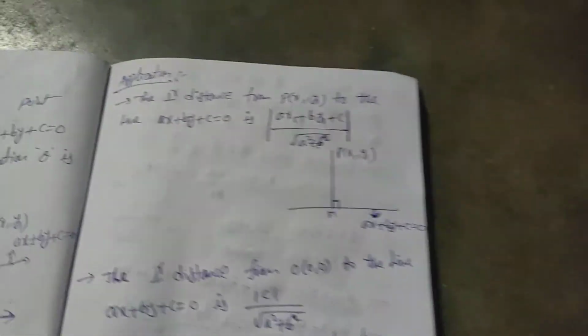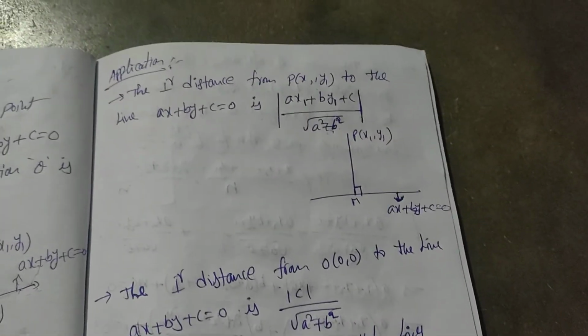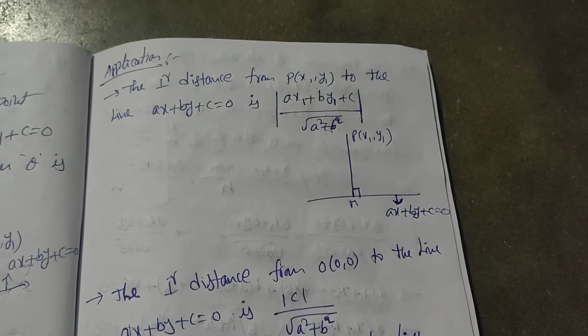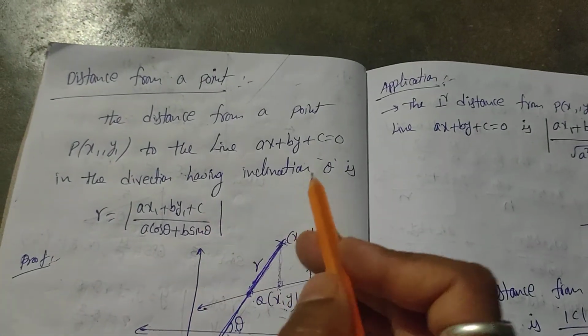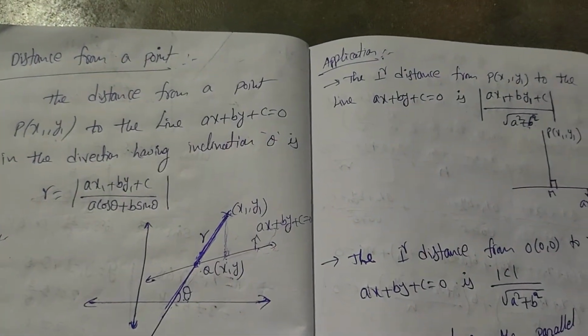In general, if he is asking directly what is the distance from P(x1, y1) to the line ax + by + c = 0, we have to use the perpendicular distance formula only. If he mentions any direction having some inclination, then you have to use that condition.